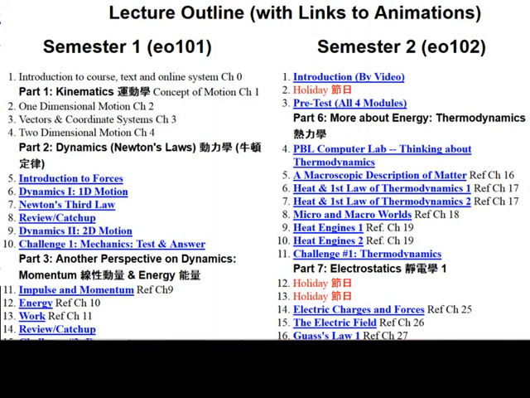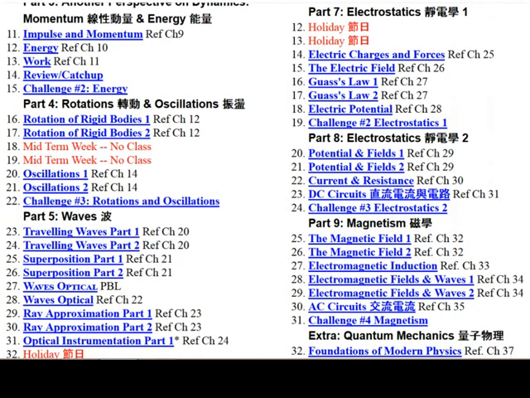After completing this basic Newton's laws perspective of dynamics, we then moved on and looked at a different way of looking at dynamics and motion, in other words, understanding motion in terms of momentum and energy. We discussed the idea of impulse and momentum. We discussed the idea of energy. We discussed the idea of work. Following that, we then started to move on. That was in linear motion.